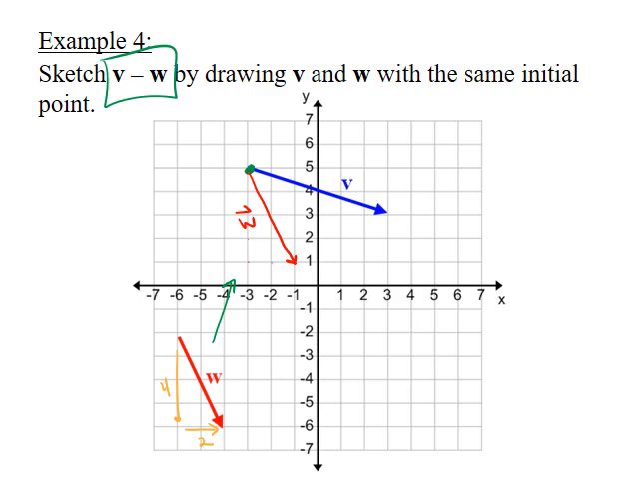Okay, so if I want to sketch V minus W, V minus W is tail to tail. So in this case, it's going to point to vector V, and this will be V minus W.